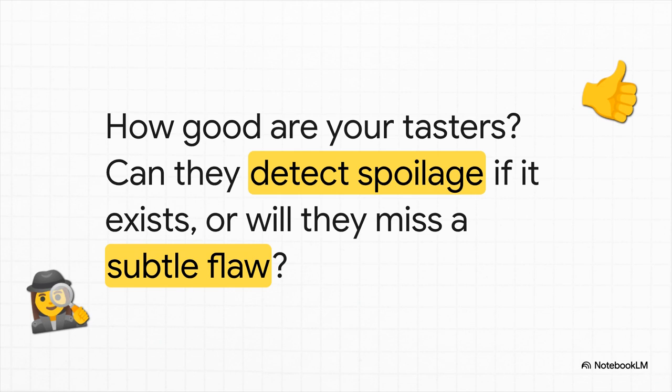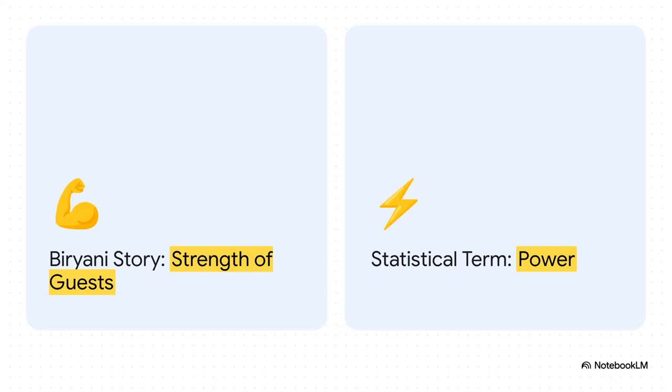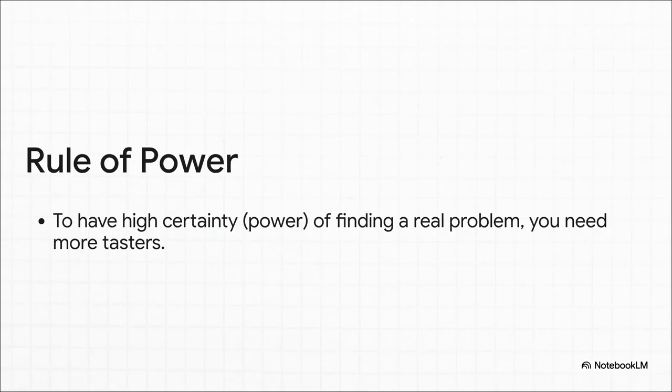All right, rule number 4. This one is all about your tasters. I mean, how good are they really? Are they super picky foodies who can taste every single grain of spice? Or are they people who probably wouldn't even notice if there was no salt at all? This ability, the ability of your guests to actually find a problem if a problem is really there, that's what scientists call statistical power. It's like, how powerful is your test at finding the truth? So if you want to be really, really sure, like 90% confident, that you're not going to miss a real flaw in that biryani, you need more power. And how do you get more power? Simple. You invite more tasters.